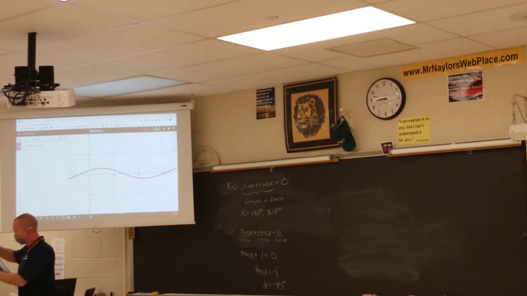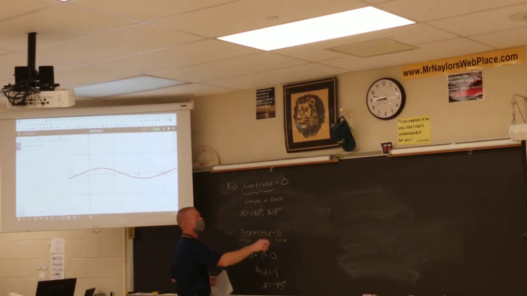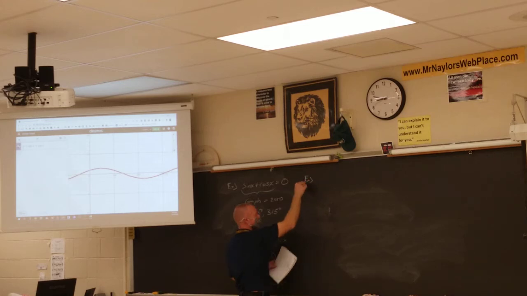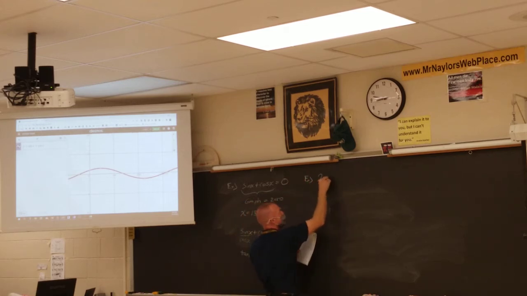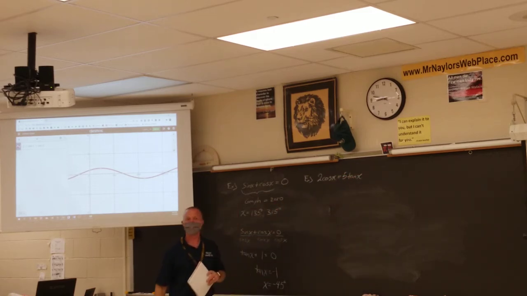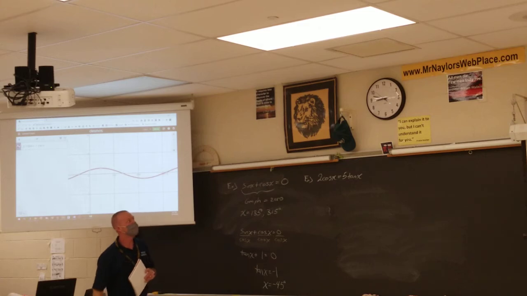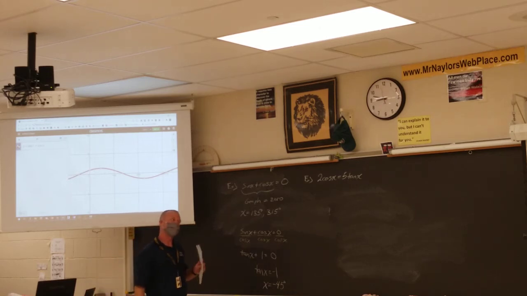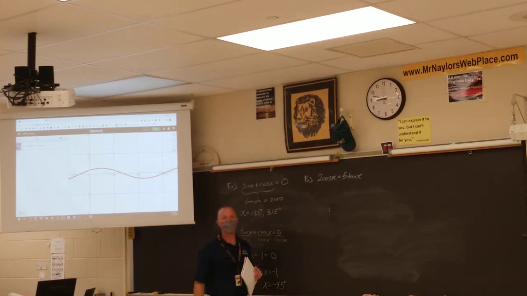Let's try another one with sort of this graphing method. It's supposed to be pretty easy, but we still have to make sure that we're being careful about some little details. Here I have 2 cosine equals 5 tangent. It's a small detail, but it's pretty important, right? The equation has to equal 0.